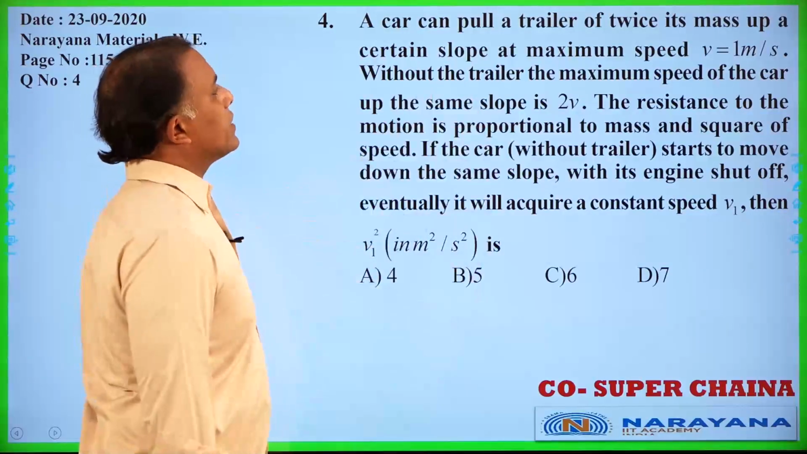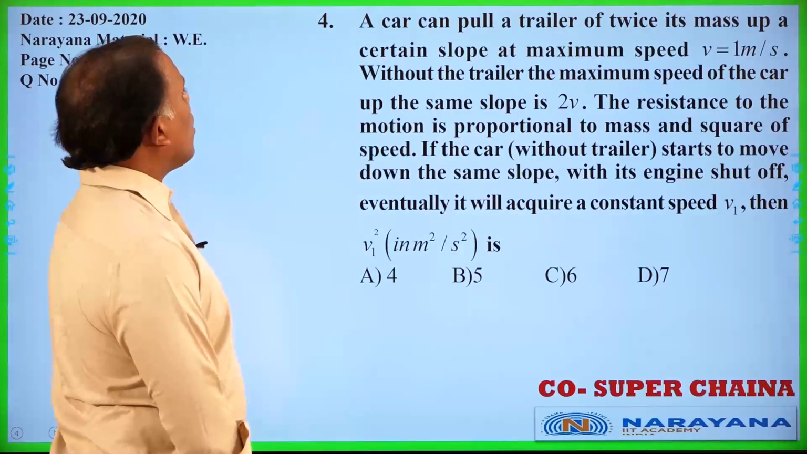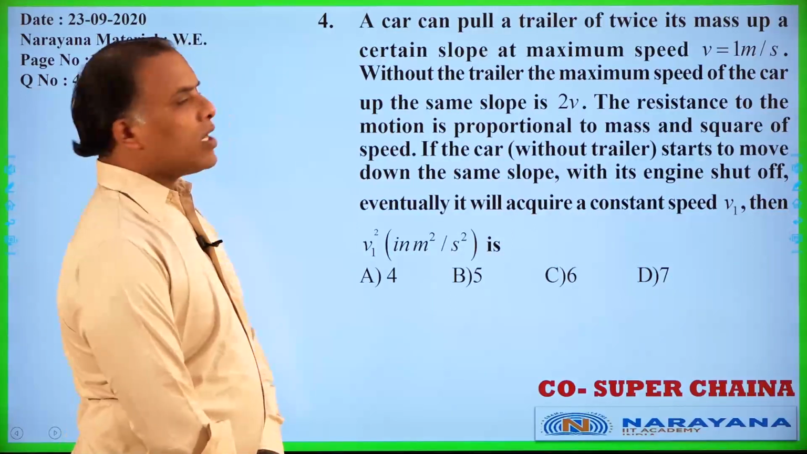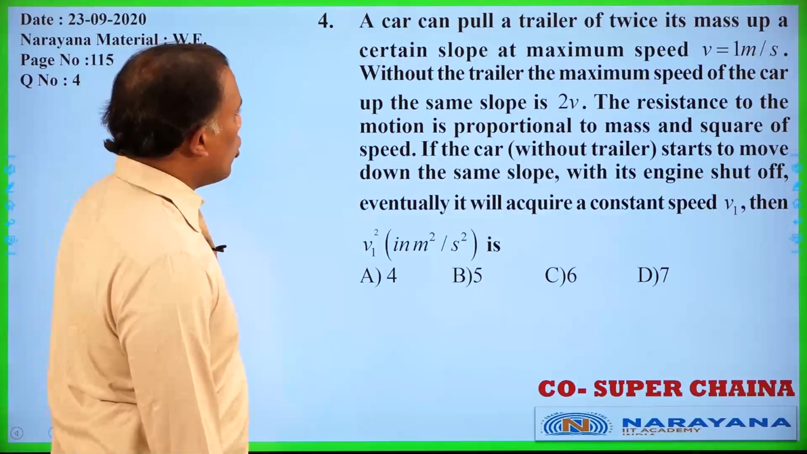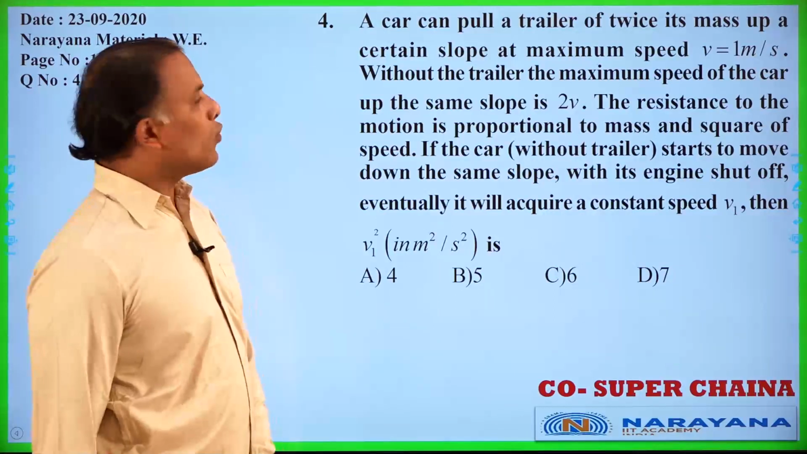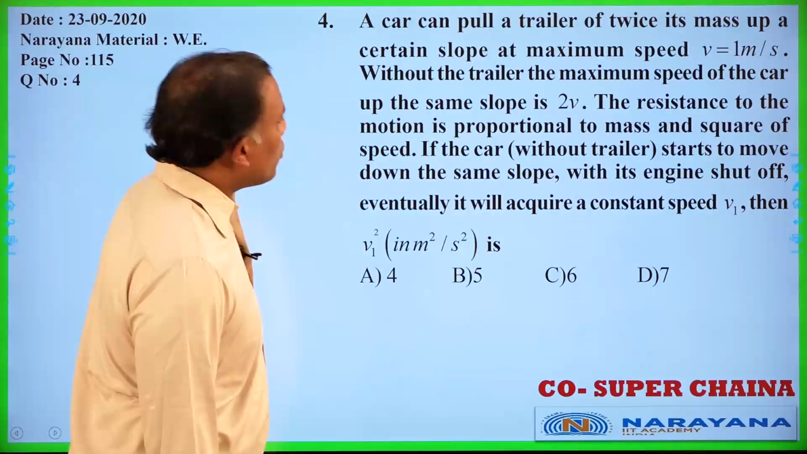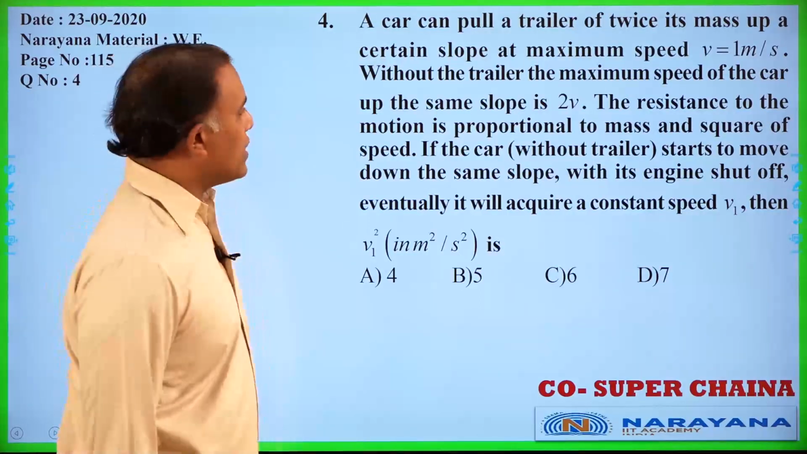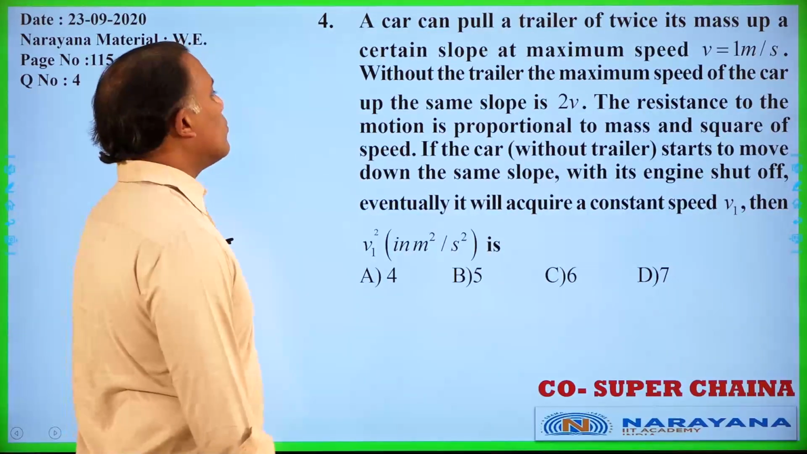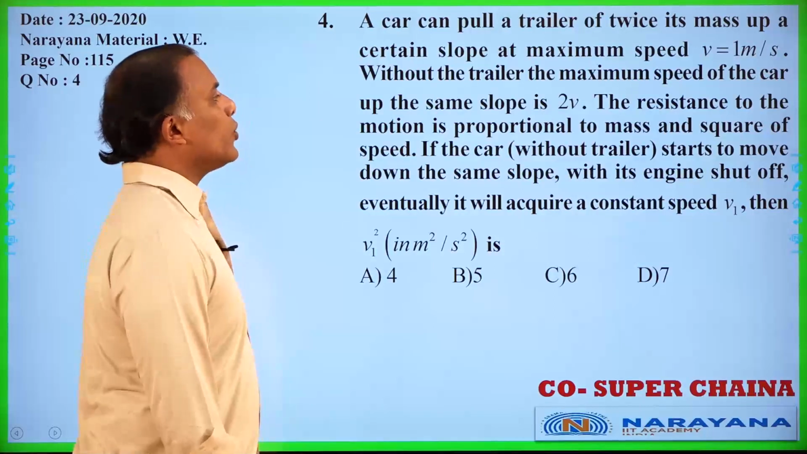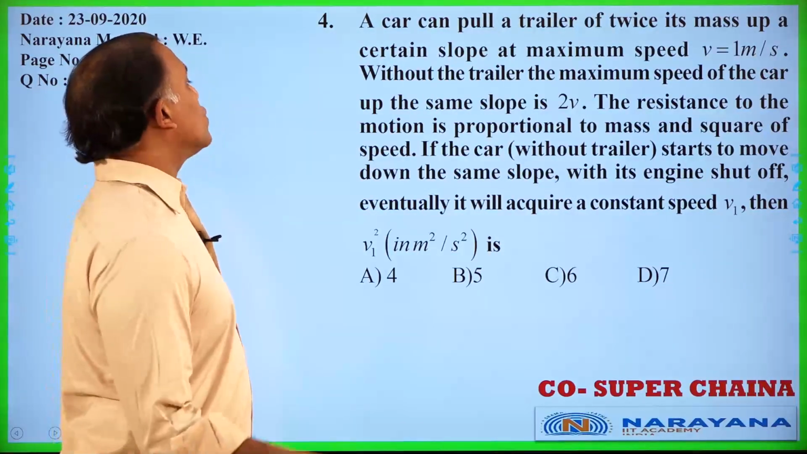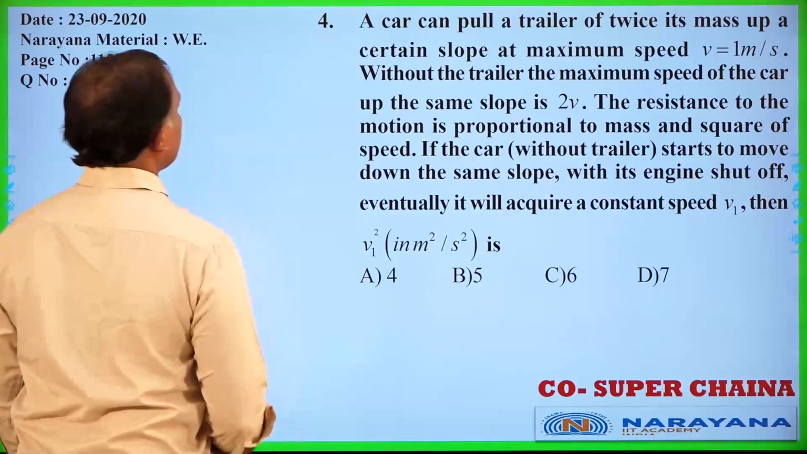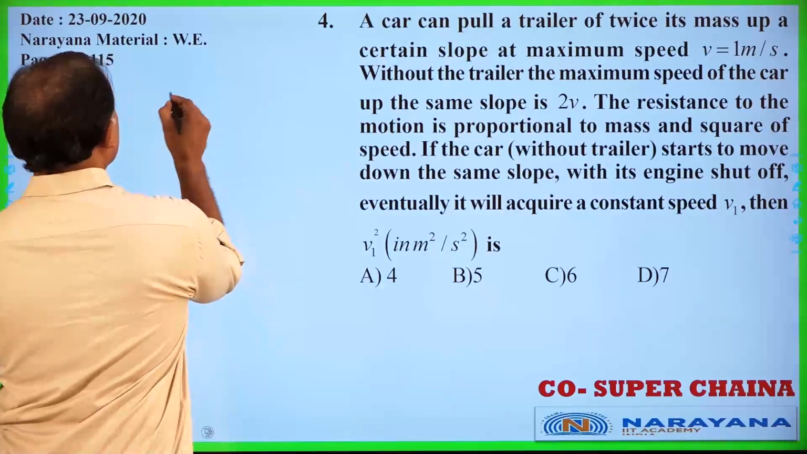And next, let us see this second question. You can see a car can pull a trailer of twice its mass up a certain slope at maximum speed v equal to 1 meter per second. Without the trailer, the maximum speed of the car is 2v. The resistance to the motion is proportional to mass and square of speed, he is giving you. Resistance force. So first let us see this.